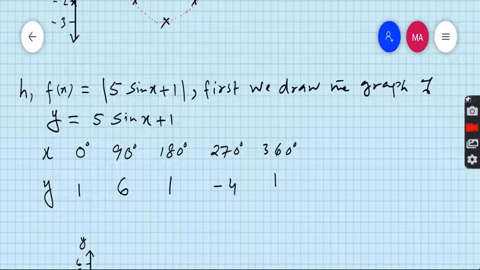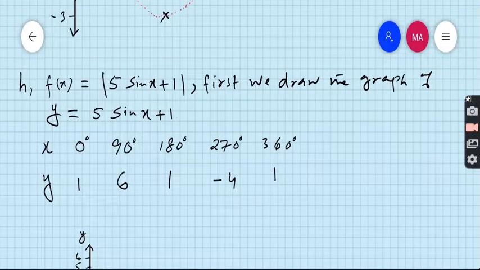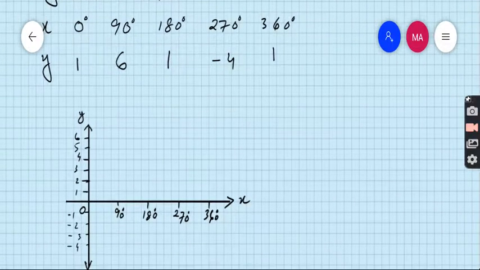Part H is f(x) equals the absolute value of 5 sin x plus 1. So first we draw the graph of y equals 5 sin x plus 1 without the absolute value. Because the period is 360 degrees, we have to take a 90 degrees interval. For x is 0, y is 5 sin 0 plus 1, the answer is 1. When x is 90, the answer is 6. When x is 180, the answer is 1. When x is 270, the answer is minus 4. And when x is 360 degrees, the answer is 1.